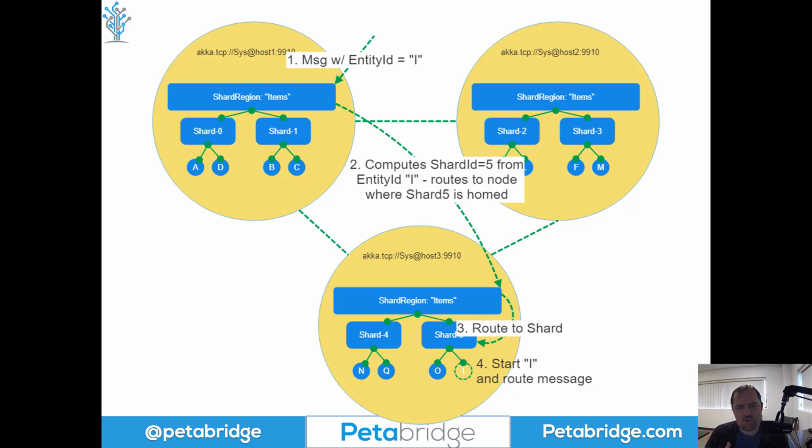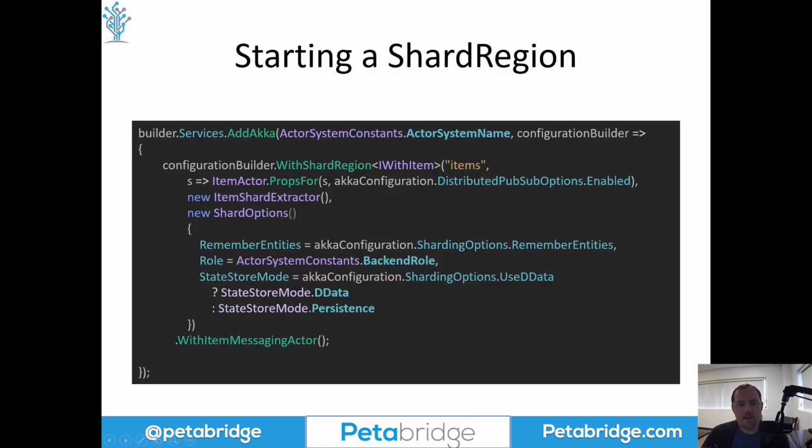We can send a message to entity I from anywhere inside the cluster using the shard region. So that's how the sort of messaging and activation process works for this entity actor. Now, what does the actual code look like for starting a shard region? This is using some of the Akka.Hosting syntax right here, where we're going to describe an entity key. This is how we're going to pull the shard region out of the actor registry so other actors can use it inside our application.